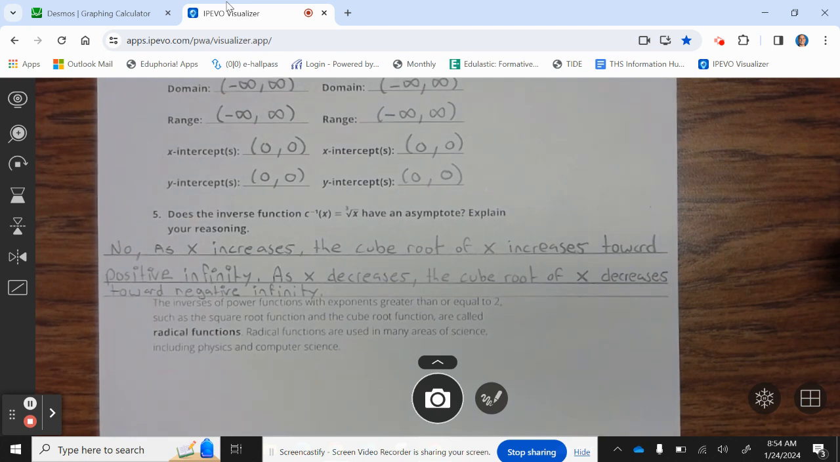5. Does the inverse function c inverse of x equals the cube root of x have an asymptote? Explain your reasoning. No. As x increases, the cube root of x increases towards positive infinity. As x decreases, the cube root of x decreases towards negative infinity.